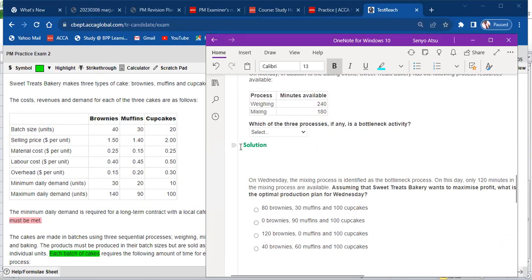For each of them, you're going to compare the resources available. So here, the time available with the time required.